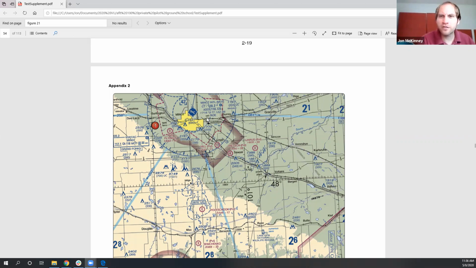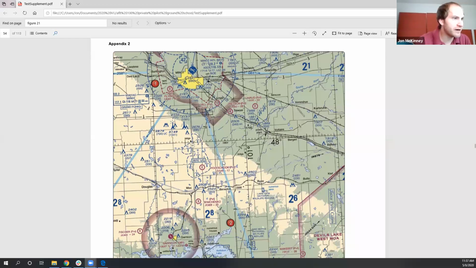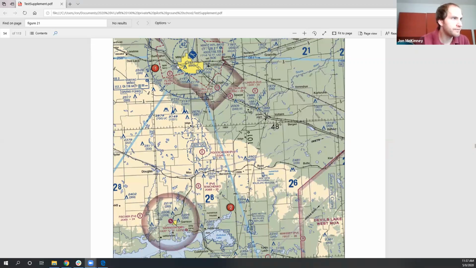Can you read me the question word for word? Yes, sir. It says, the terrain elevation of the light tan area between Minot Area 1 and Abaddon Lake Area 2 varies from, I don't know if that's how you pronounce it. So I've got the screen share on. You should be seeing the screen share.